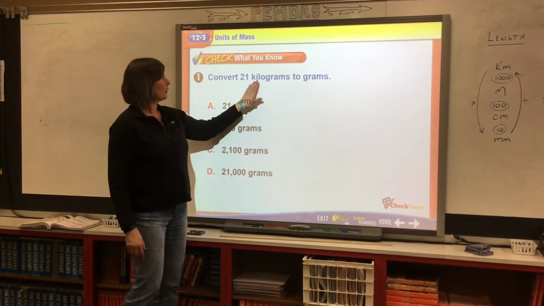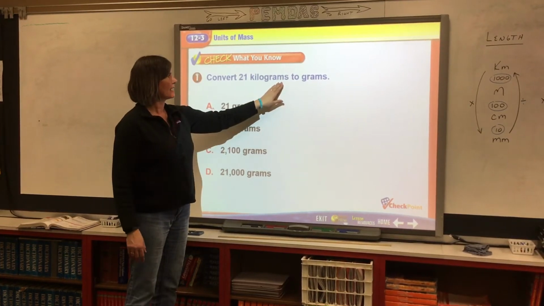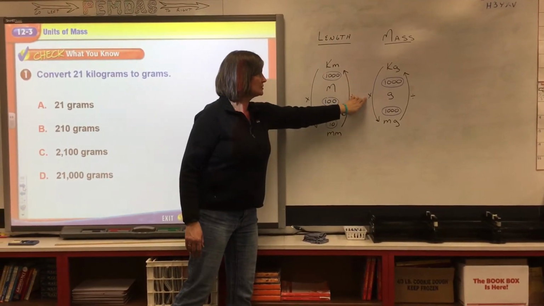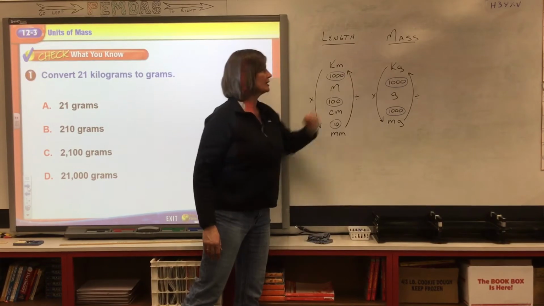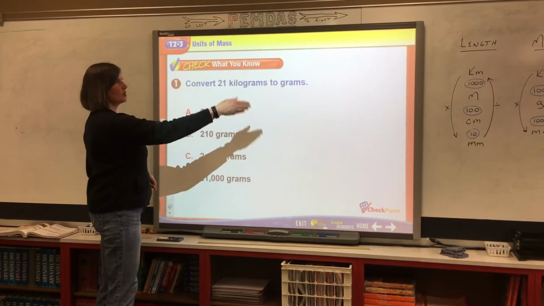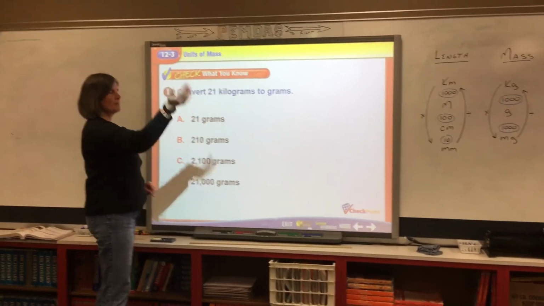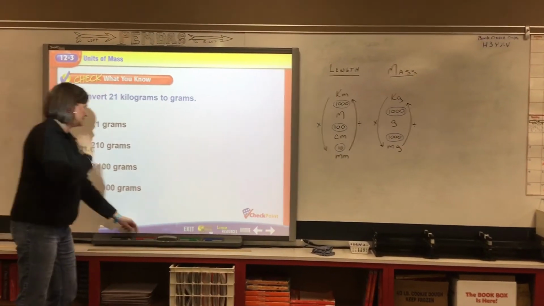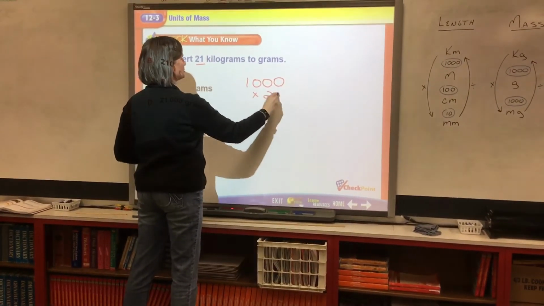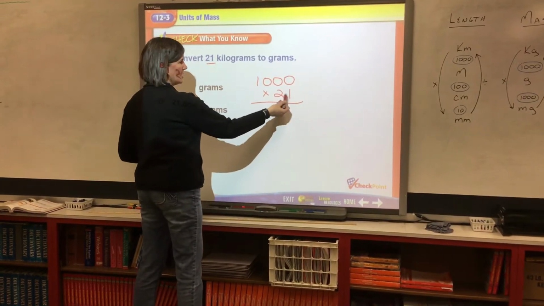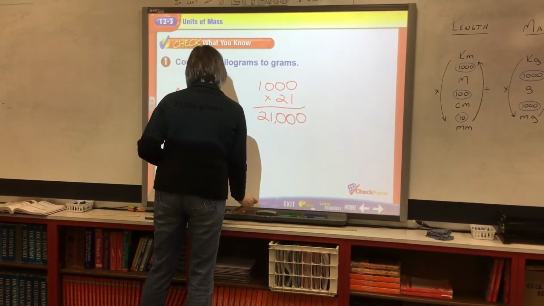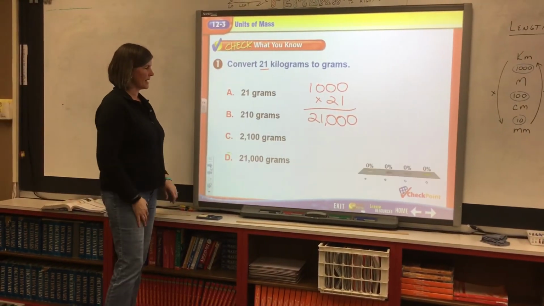Now we're going from a larger unit, kilograms, down to grams. If we look at our chart over here, how many grams are there in 1 kilogram? 1,000. Notice when we went from the larger unit to the smaller unit, did we multiply or divide? Multiply. Since there's 1,000 grams per kilogram, we simply take 1,000 and multiply it by 21. Again, that's a mental math problem. 21 times 1 is? 21. And then we add how many zeros? 3. 3 zeros for a total of 21,000 grams. Nice job.